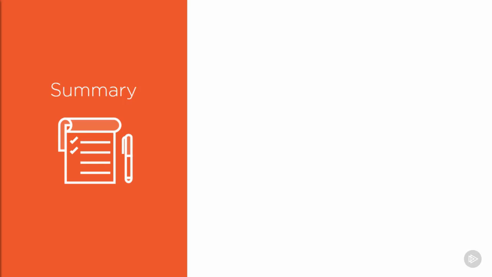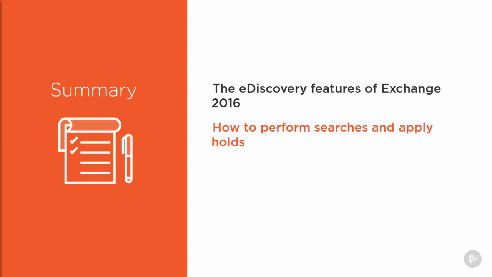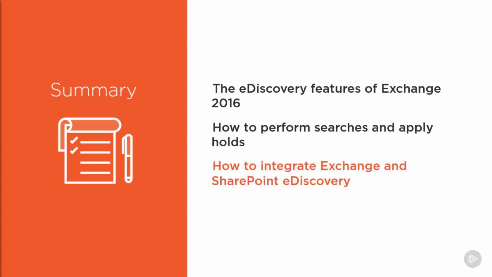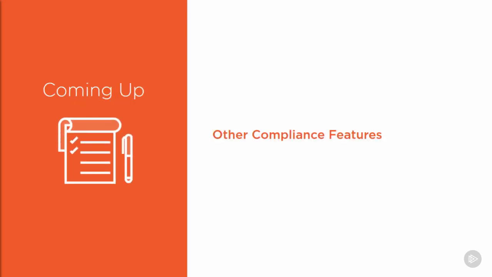In this module, we looked at the eDiscovery features of Exchange and how to perform eDiscovery searches and apply holds, and then briefly how to integrate Exchange and SharePoint eDiscovery. And our systems engineer Dave was able to fill in the remaining parts of the Globomantics objectives by using holds to preserve mailbox data for 5 years, as well as to be able to apply holds in specific cases to run for longer than 5 years. In the next module, we'll move on to some other compliance features of Exchange 2016.